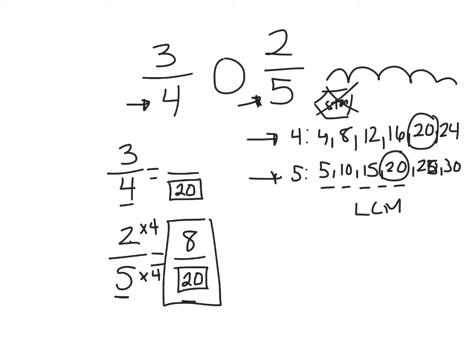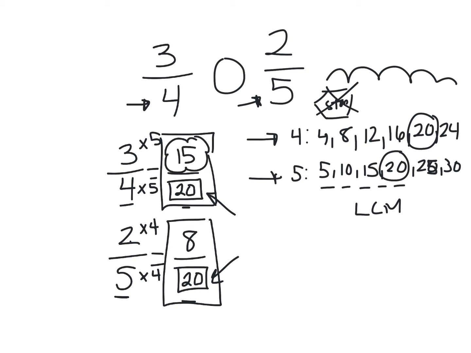Now here, how do I get from 4 to 20? Multiply by 5. So I have to do the same to the numerator. 3 times 5 is 15. Now I have another equivalent fraction, 15/20. Now I can compare because they're out of the same number of equal parts. And I can see that 15 out of 20 parts is going to be bigger than 8 out of 20 parts. So that tells me that 3/4 is greater than 2/5.